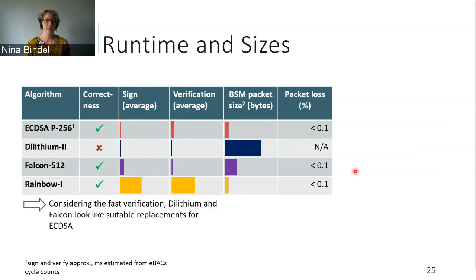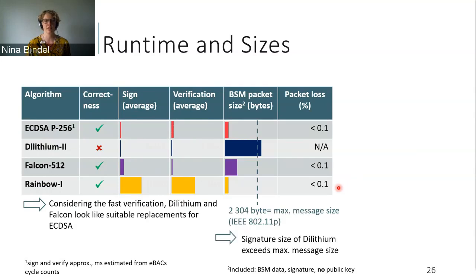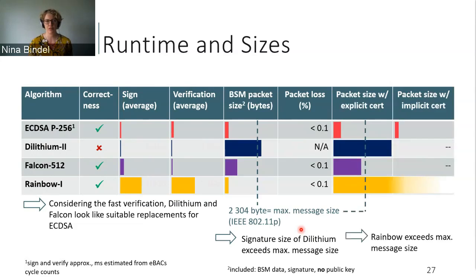So you can see that we observed no package loss from Falcon and Rainbow, but unfortunately, a BSM packet size only including the BSM data and the signature using Dilithium already exceeds the maximum message size that is defined in the original V2V standard. And as I said, this BSM packet size does not even include the public key.